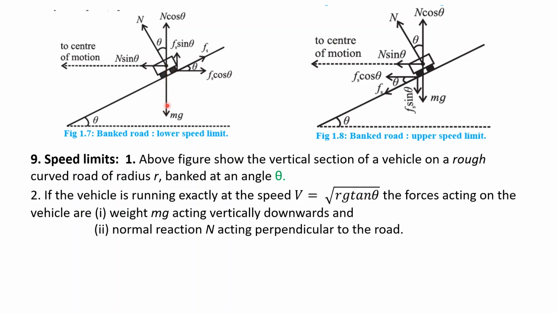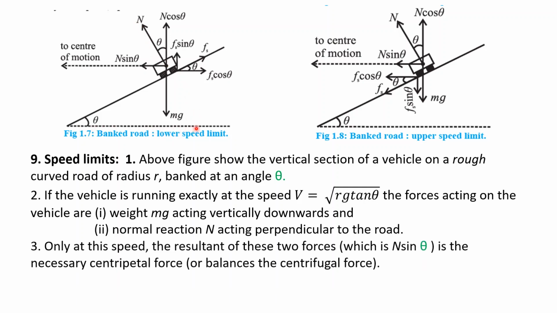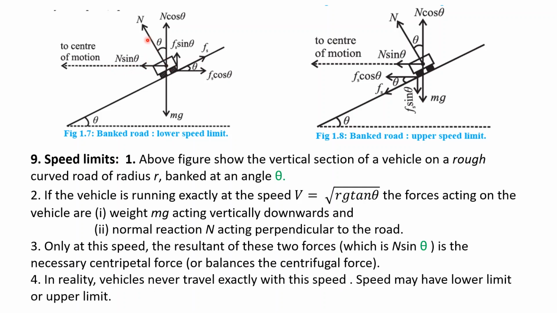One is its own weight mg, which is acting downward, and second is the normal reaction, which is perpendicular to the surface of the road. The centripetal force is always acting towards the center, which is balanced by the horizontal component N sin theta of the normal reaction. But in reality, the vehicle never travels exactly with the same speed. The speed may have a lower limit or an upper limit.